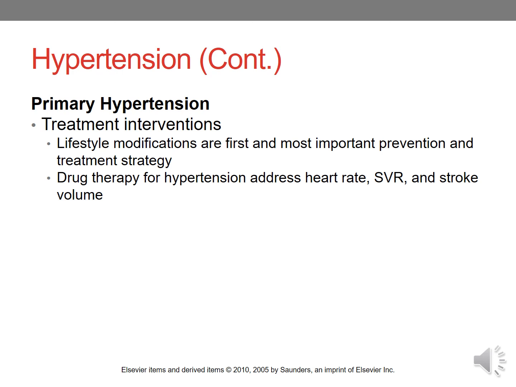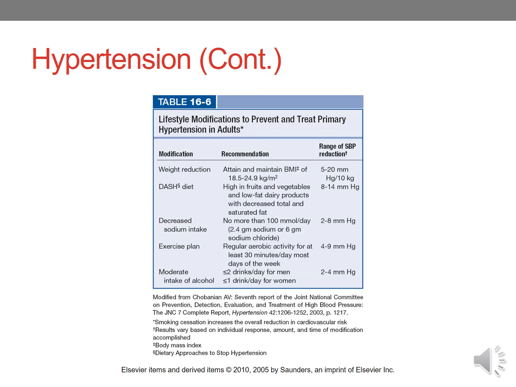So lifestyle modifications are the first and most important prevention and treatment strategy. Okay, even when a patient is on medication, they should also monitor their lifestyle changes. So drug therapy for hypertension addresses the heart rate, the stroke volume, and the systemic vascular resistance. So this table here, I'm not going to have you memorize each and every item, but I just want you to take a look at this and digest it, so we know the modifications that can be discussed with patients and have an idea as to the reduction that it can cause in systolic pressure.